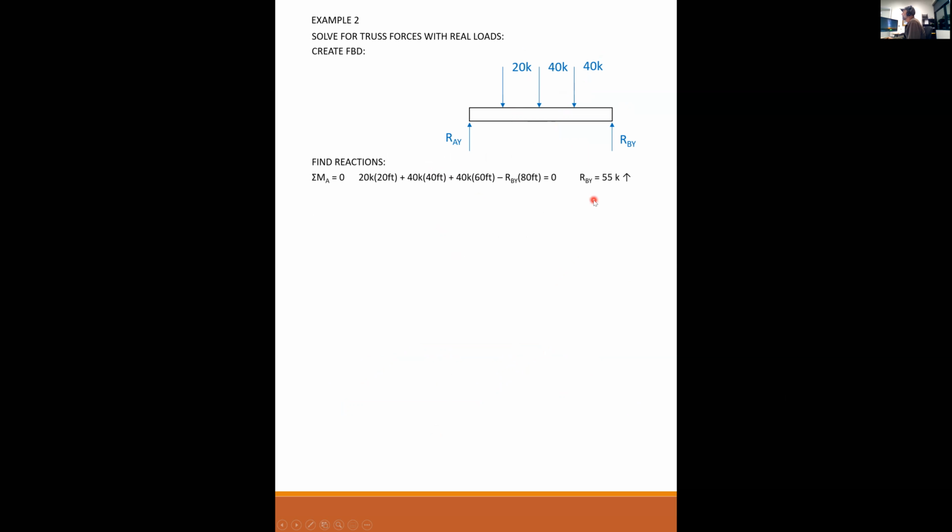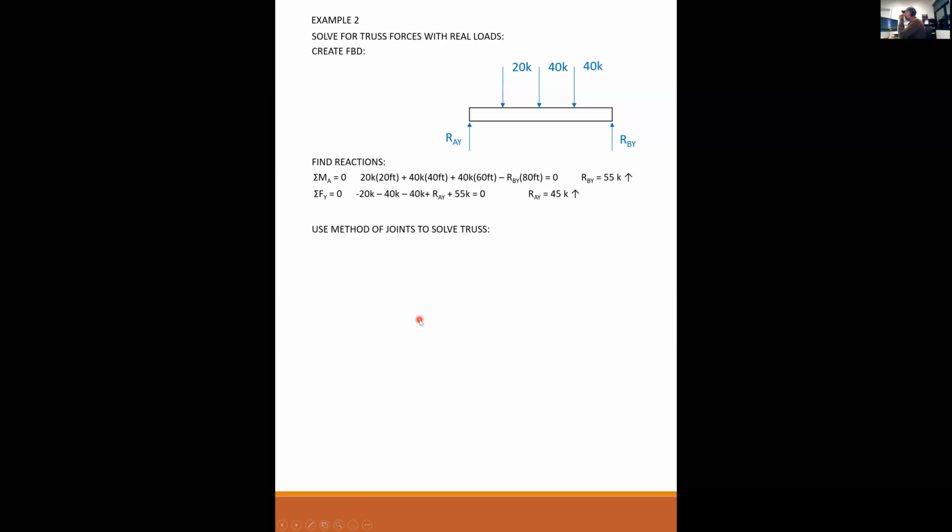Okay, now we do it all over again. We solve the truss for real loads. The real loads, if I treat this like a beam, I have 20 kips, 40 kips, and 40 kips. I solve for my reactions. I get 55 kips on the right-hand side and 45 kips up on the left-hand side.